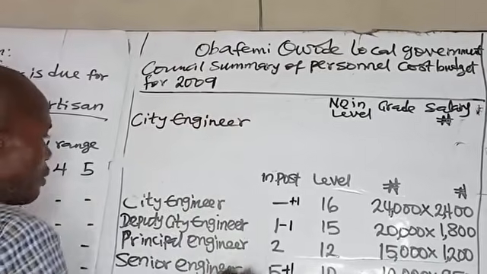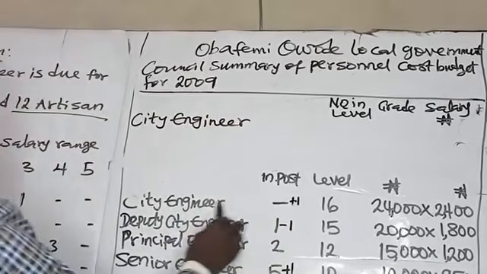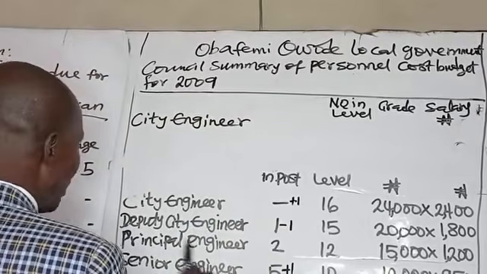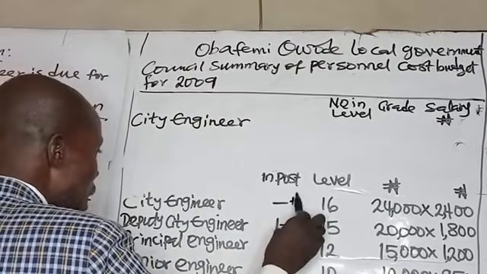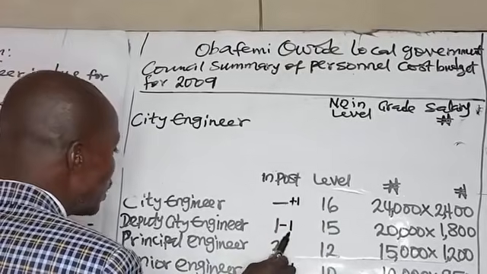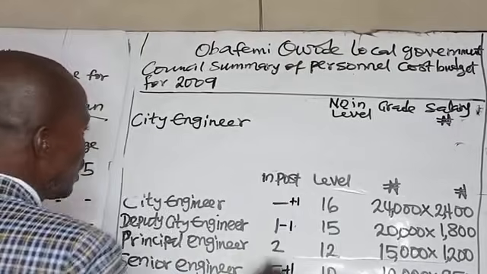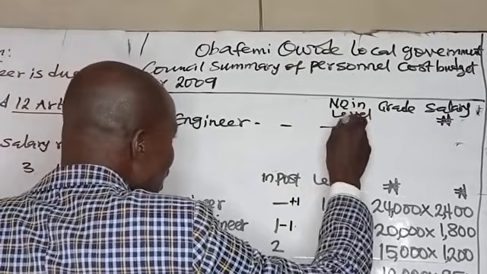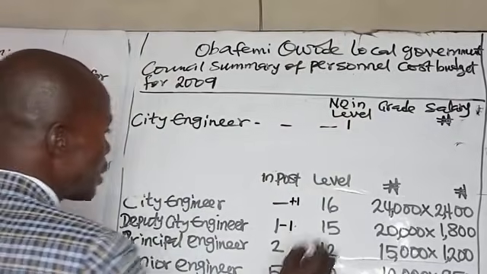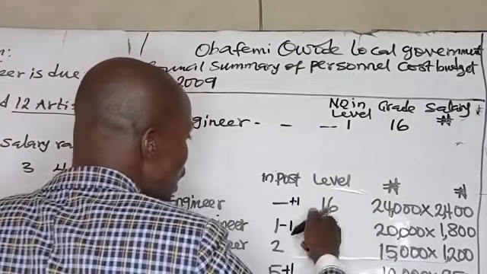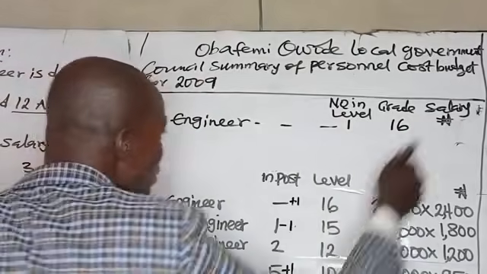Nobody was in city engineer post before, and the one person who is now in city engineer was promoted from deputy city engineer to city engineer. That means you are now having one person in city engineer, and city engineer is grade level 16. How much will now be their salary?